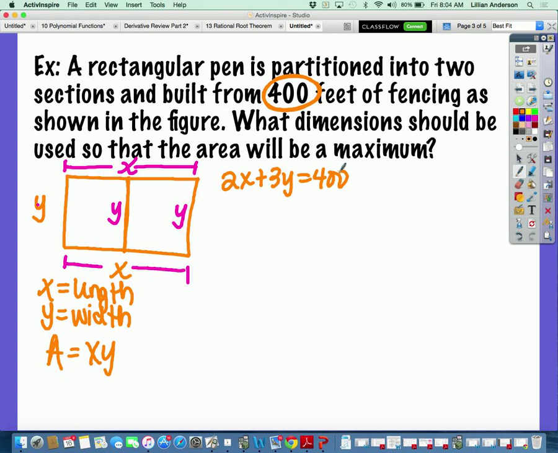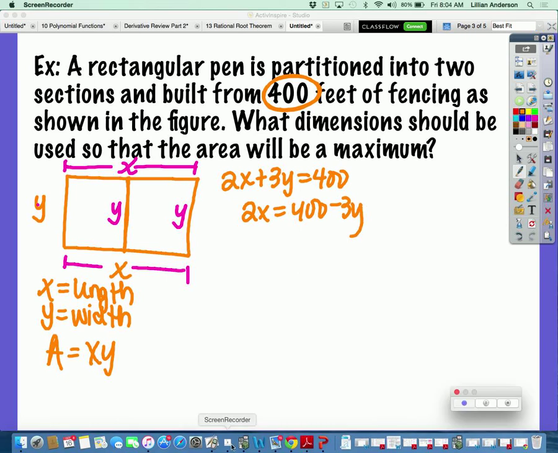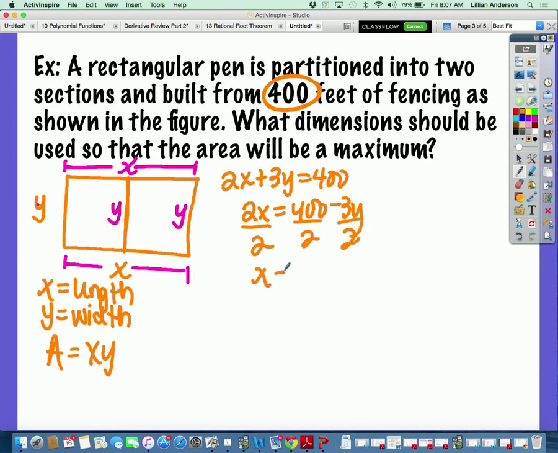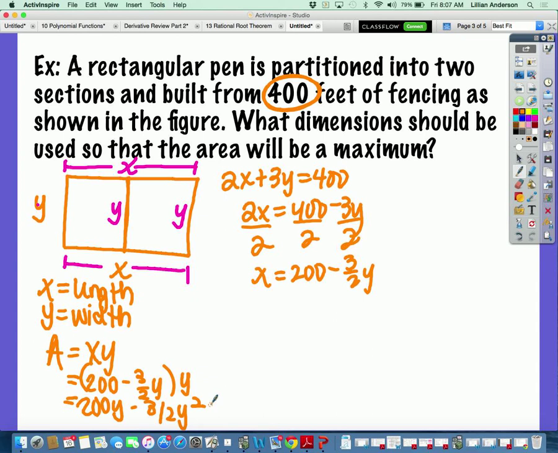Because again, fencing is what's going to create this rectangular pen. I solve for one of my variables, and unfortunately here, yes, I am going to have a fraction. So I have x equals 200 minus 3 halves y, and I'm going to go ahead and plug that in so that I have my equation that I need to optimize, just like that last problem. So there's the equation that's going to be optimized.